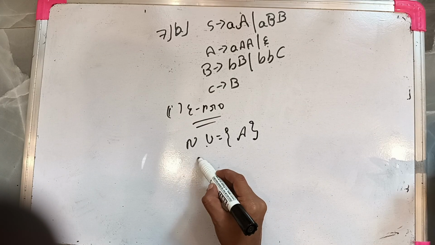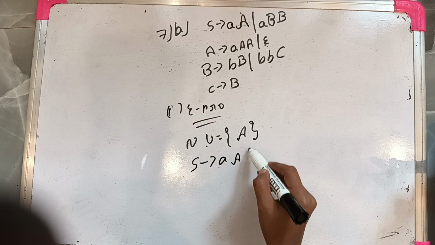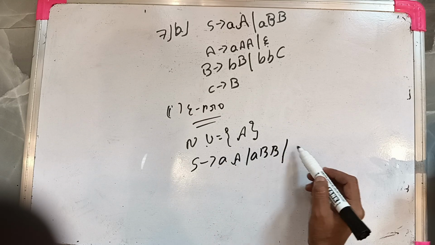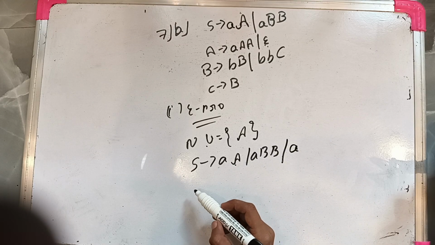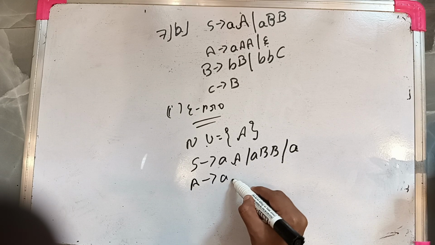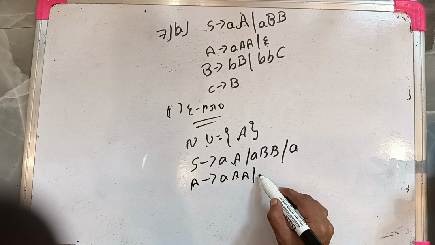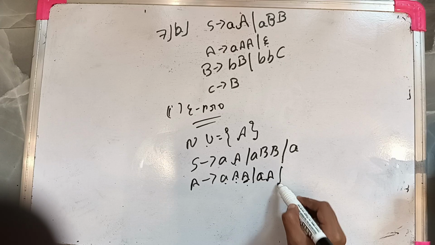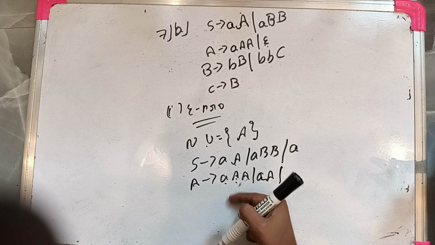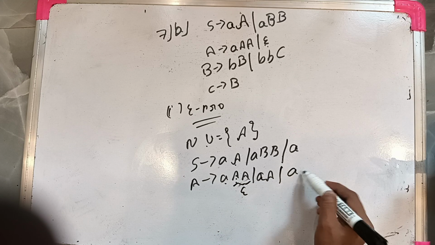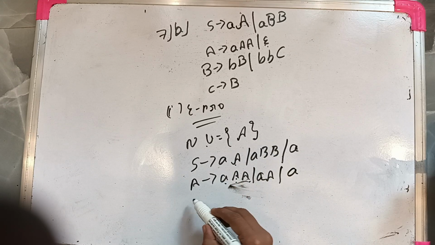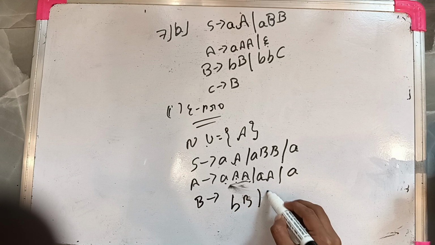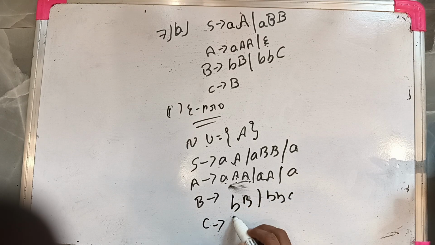After that we need to substitute. S gives AB, and in the place of A substitute epsilon, it becomes B. Next, A gives AA. In the place of A substitute epsilon, it becomes A. If we substitute here, then also it is A. No need to write two times. If both are epsilon, then we only get epsilon. Next is B. So there is no change here. B gives C, and C gives capital B.